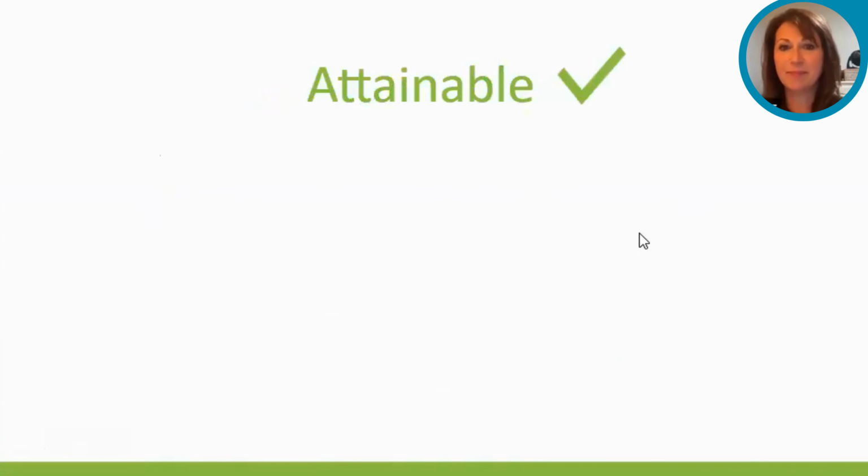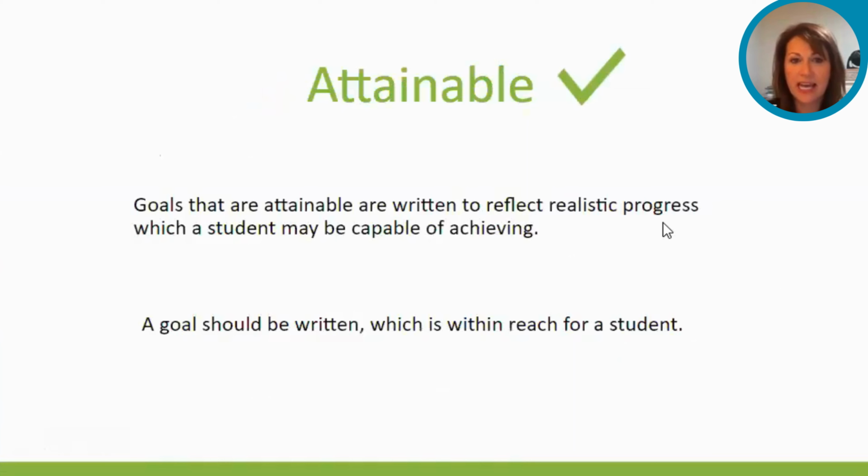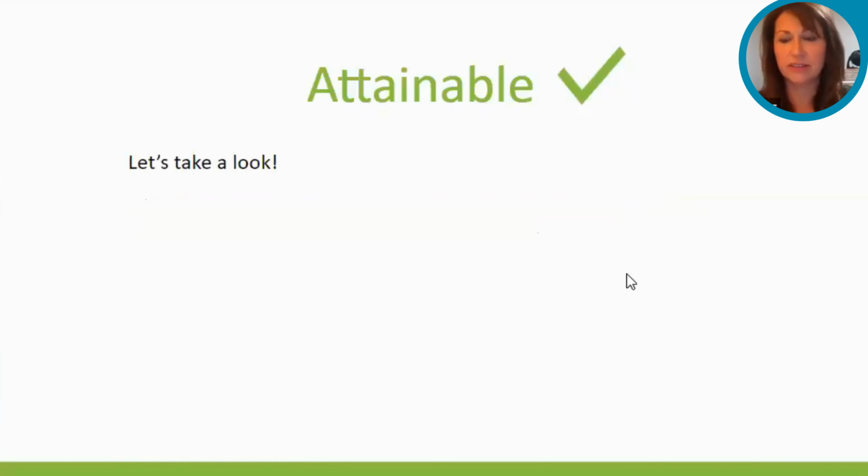So the next piece is attainable. Again, we want goals that are attainable and reflect realistic progress that the student is capable of achieving. We want to stretch them. We want to see progress, but we also don't want a goal to sit there and not be attainable and the student gets frustrated, or they're not meeting their goals. So a goal really needs to be written within reach for the student, but stretching a little bit as well. And again, looking at academic and functional goals.